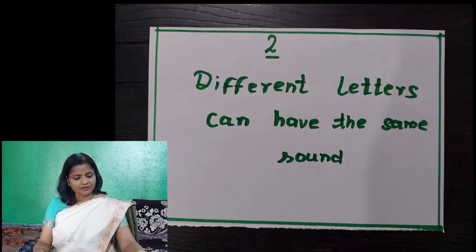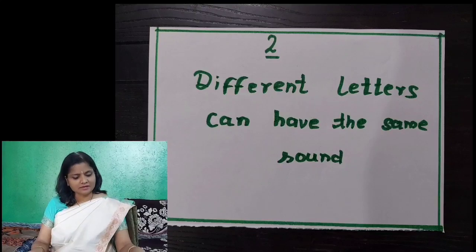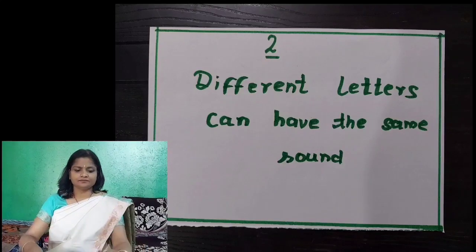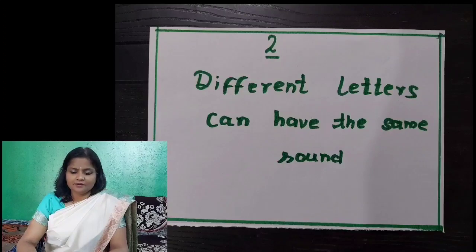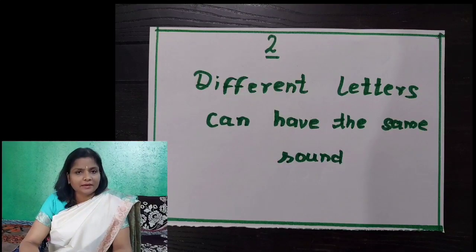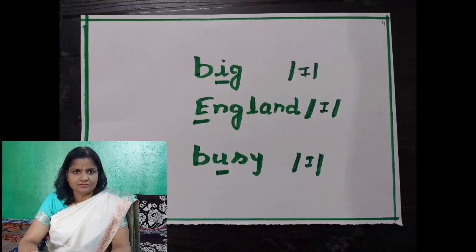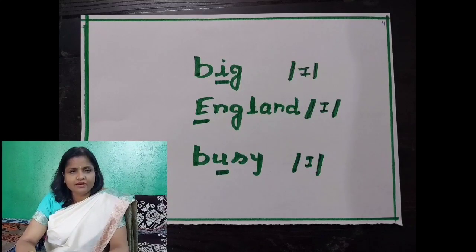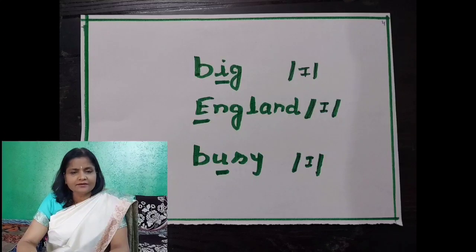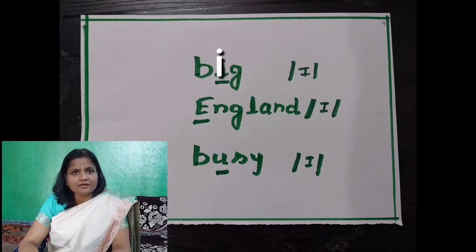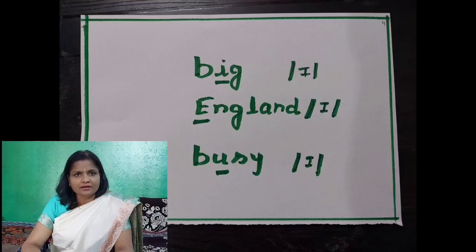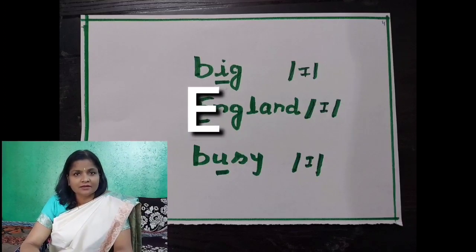Now the second concept is that you are having different letters but the sound is the same. For example, if I take the words big, England, busy. As you can see on the screen, big, England, busy. Here the letter I is there in big, and the E sound is coming. In England, the letter is E, and the sound is coming E.